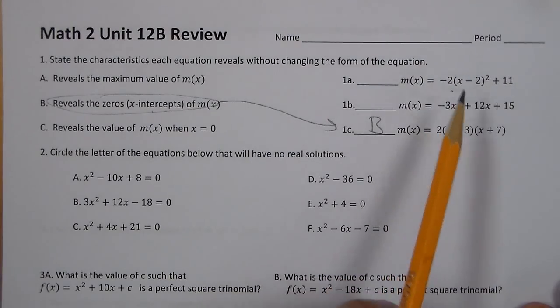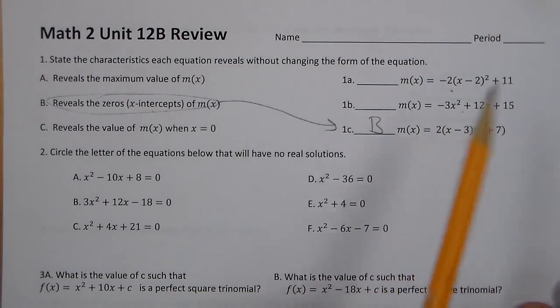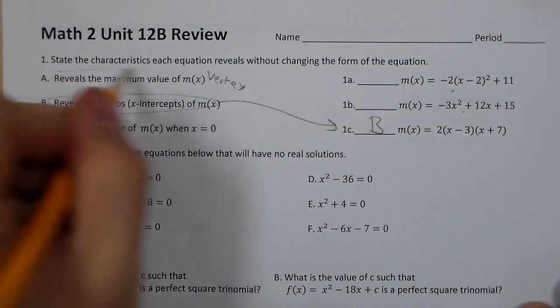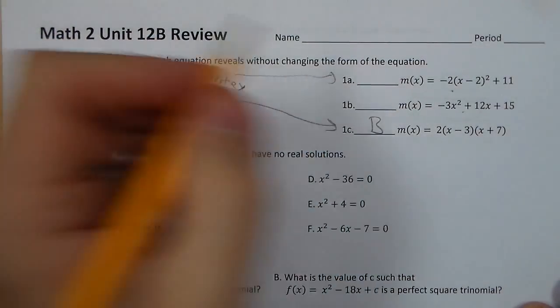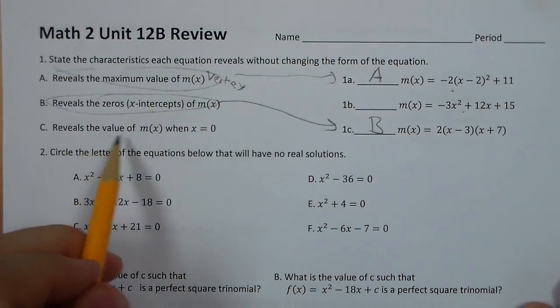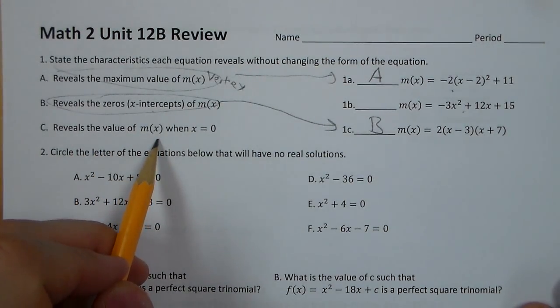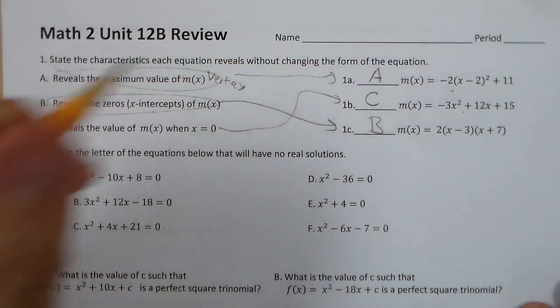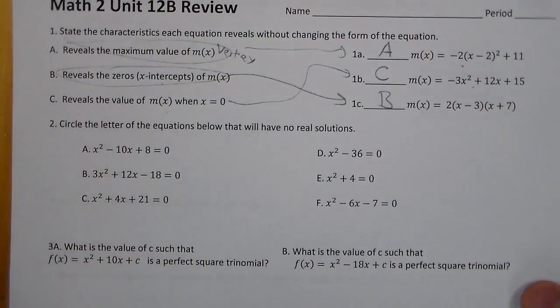Left here I have vertex form and I have standard form. You can easily find the vertex or the maximum value in the vertex form. So we're going to put an A there. And then the last one reveals what you get if you make the x's 0. That's a really easy one to find the y-intercept, and that will be the last one, C, right there.